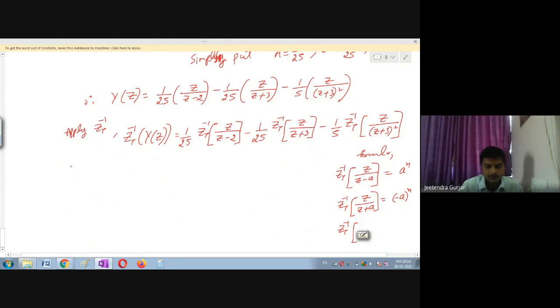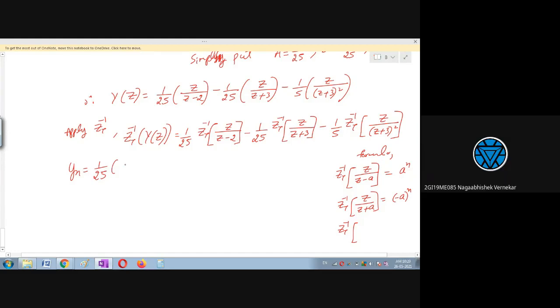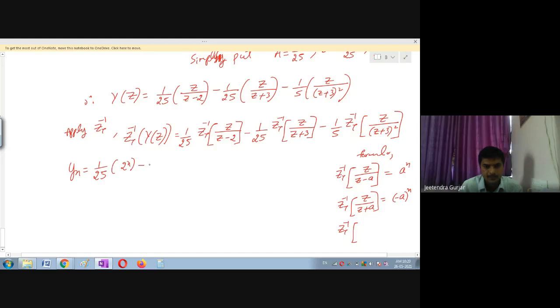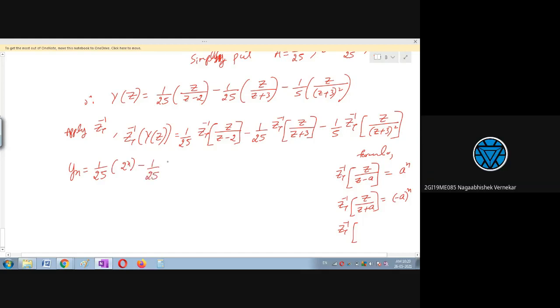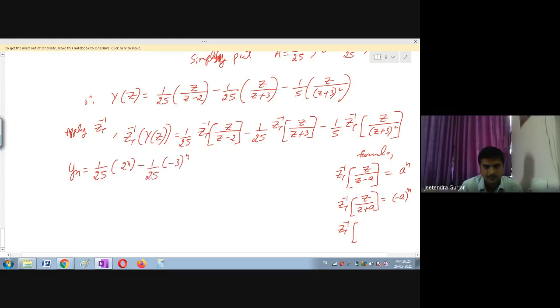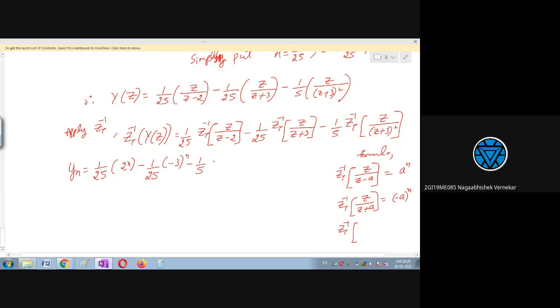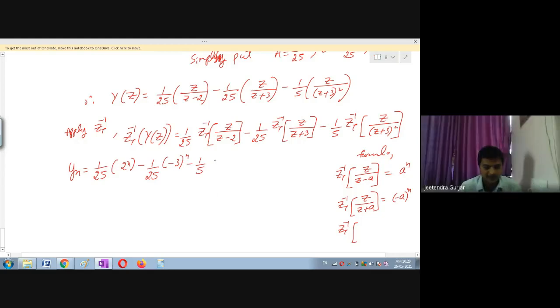See, this will become y of n is equal to 1 upon 25. Please tell me what is the answer of this, students. Yes, Abhishek, inverse Z transform of z divided by z minus 2, what are we going to write? 2 to the power n. Yes, very good. Next, minus 3 to the power n. Yes, next. Next. We don't know the formula. Okay, so I will tell you, see.